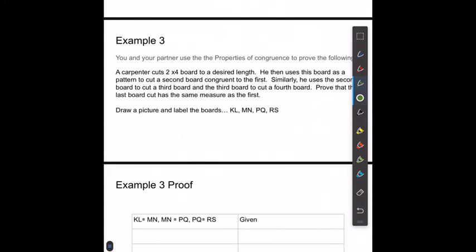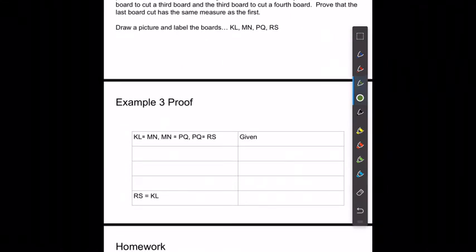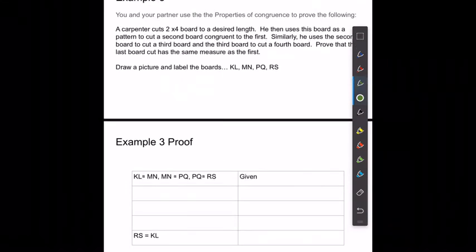All right, so let's move on to example 3. It's a carpenter problem, kind of a real world problem, where you cut 2x4 boards to a desired length. He then uses that board to make a pattern to cut the second board congruent to the first, and then similarly uses the second board to cut a third board, and the third board to cut a fourth. Then it says prove that the last board cut has the same measure as the first. And then they tell you how to label the boards.